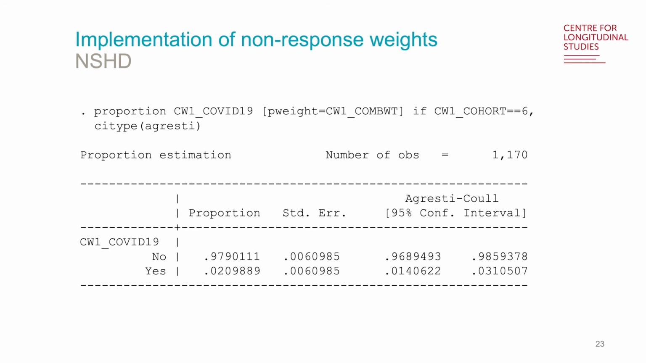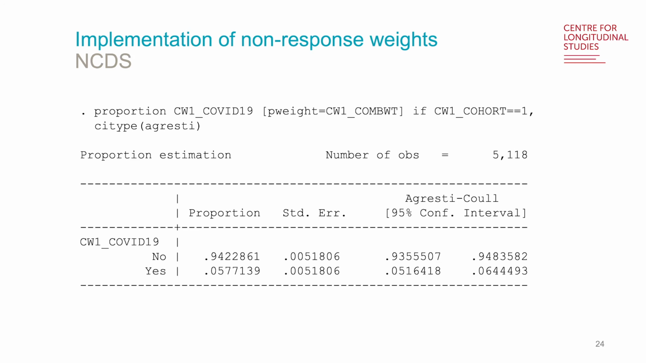And here, it's not really the topic of this talk, but we're specifying as the confidence interval type the Agresti-Coull confidence interval, as you'll see in the output here. This is generally the preferred option in this type of estimation, although other confidence interval types are available. Okay, so here we just simply calculate the proportion, applying this pweight, and we see that the proportion of NSHD cohort members reporting at least having coronavirus is 2.1%, with a confidence interval here.